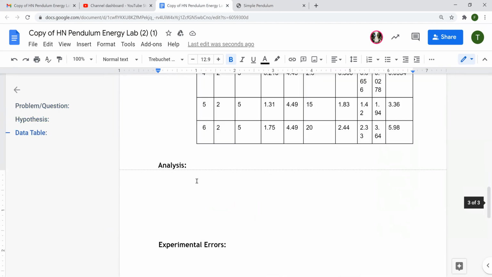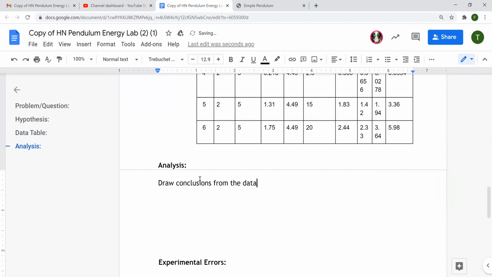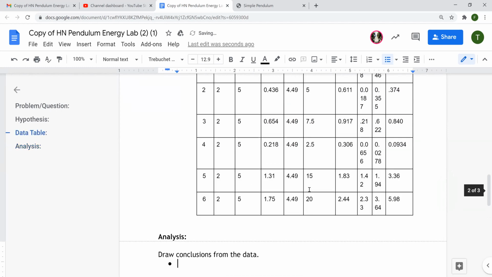All right, so now it wants you to do an analysis. This is where you draw conclusions based off of your data. Boy, this is formatted weird. Draw conclusions from the data. So I'll just put some bullet points in here, and I would suggest that you convert them to here.